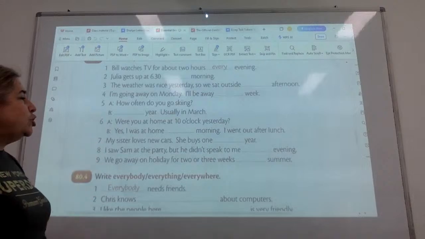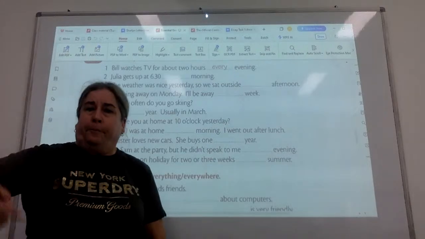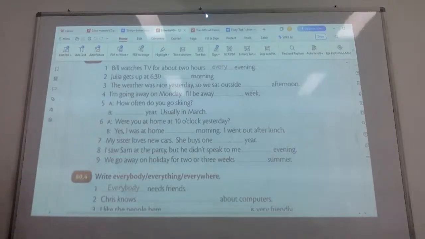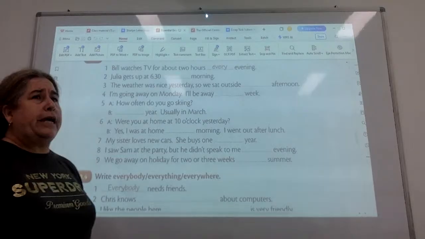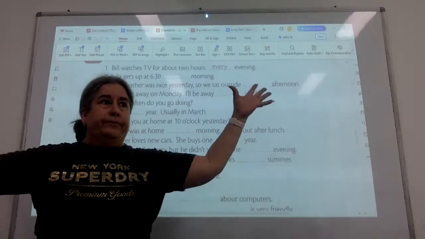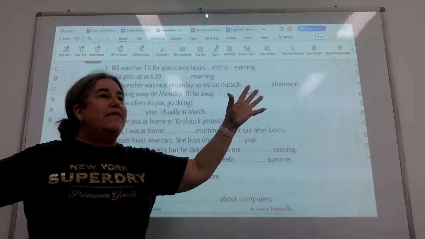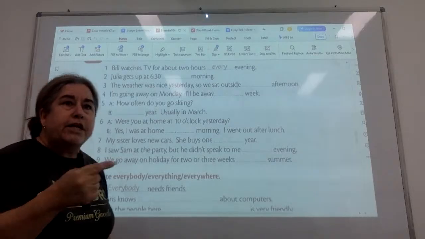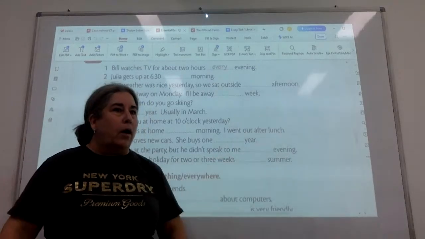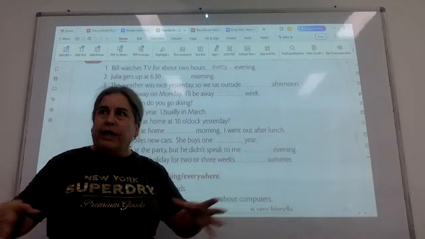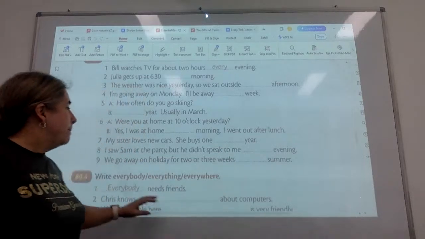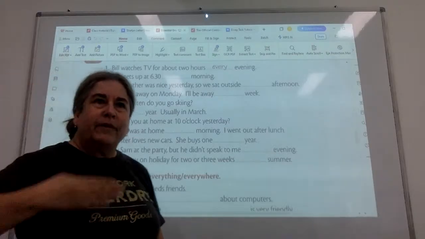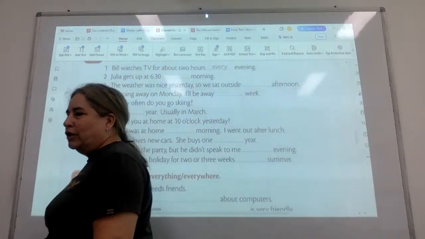My sister loves new cars. She buys one every year. Good. I saw Sam at the party, but he didn't speak to me all evening. Think about it. Look, I saw Sam at the party, but he didn't speak to me all evening, meaning during the whole night. We go away on holiday for 2 or 3 weeks every summer. Good.